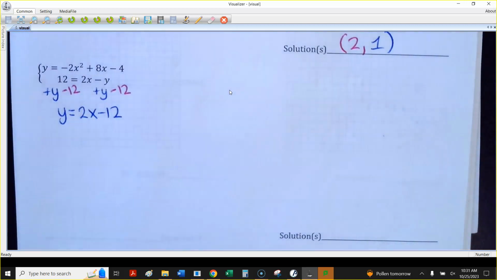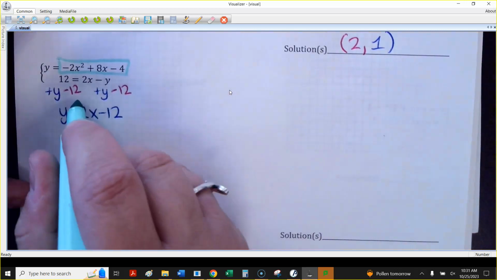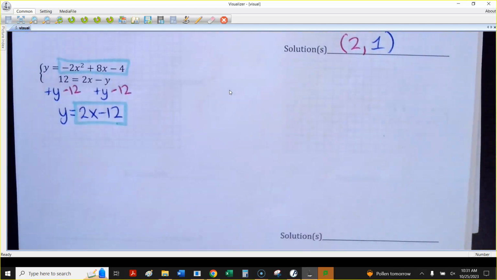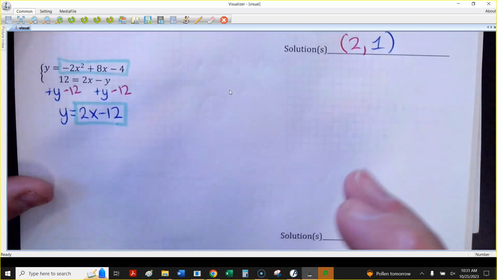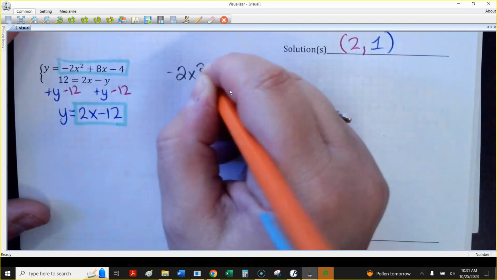Just manipulating it to make it easier to do. Once you got that, then you're good to go. I'm just going to set these two, they're both equal to y using substitution. So I'm going to set them equal to each other. Let me grab a pencil. All right, now, maybe. So I've got -2x squared plus 8x minus 4.